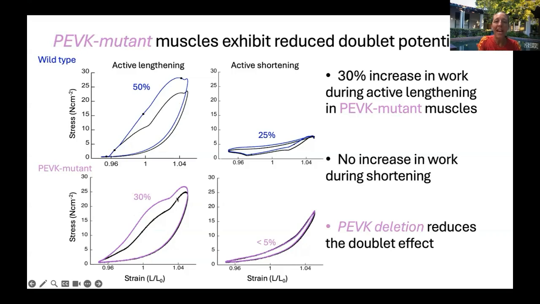If we change the phase of activation and look at when the muscles are being activated during shortening, we see that the wild type mice show a 25% increase in muscle work and nearly no increase in muscle work in the PVK mutant. And so these data show that the PVK deletion reduces the doublet effect. It supports the idea that titin is binding to actin in this calcium-dependent manner, and it suggests that stretch increases the contribution of titin to muscle work.